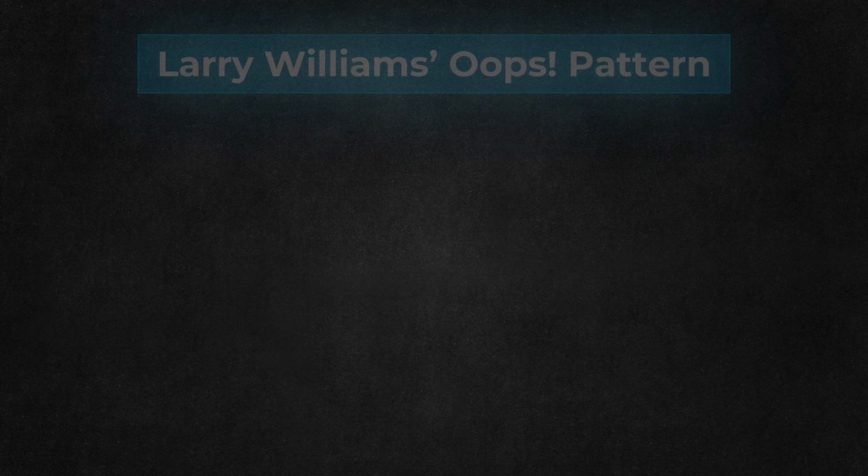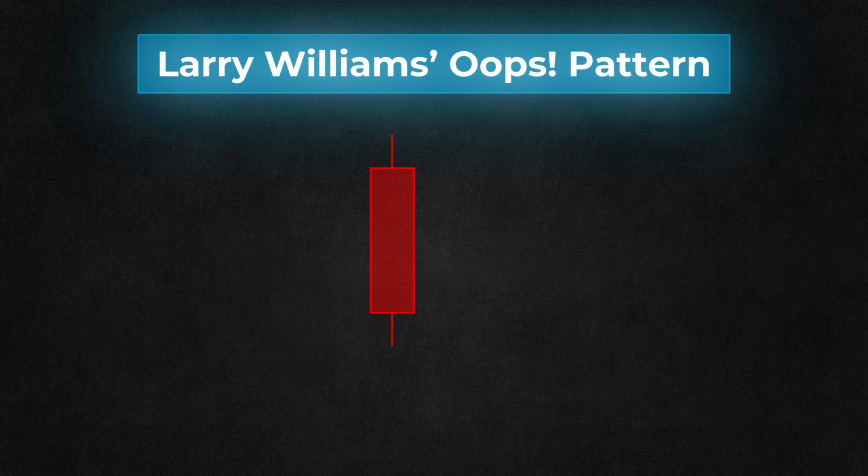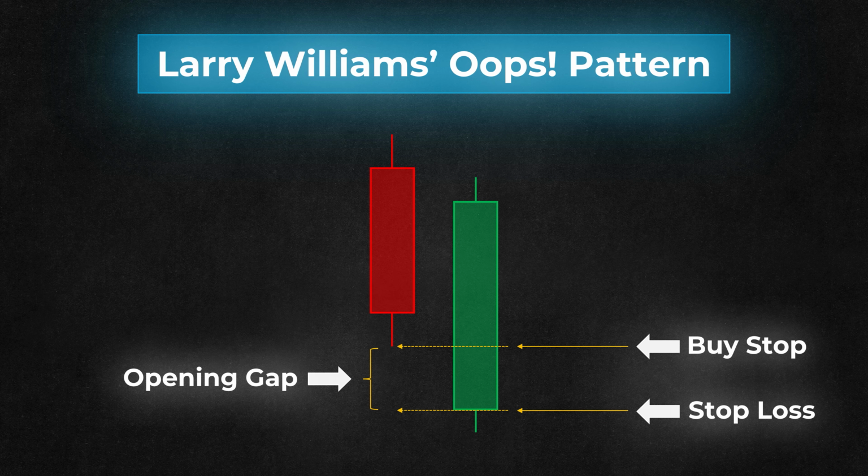Larry Williams' OOPS pattern. The famous Larry Williams OOPS pattern is a way to take advantage of an opening gap using stop orders. When the trader sees price gapping down, he can place a buy stop order at the low of the previous candle with a stop loss at the open of the current candle. This is a way to get into a reversal very early. Obviously, this has to be done rather quickly and at the open of the second candle.